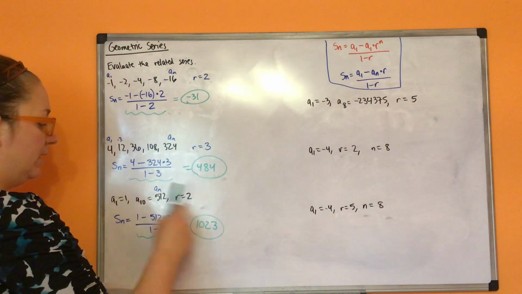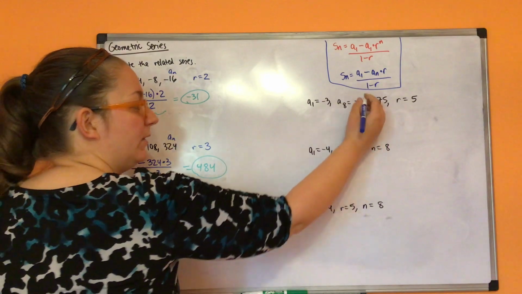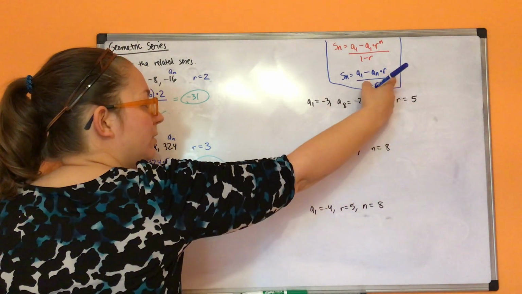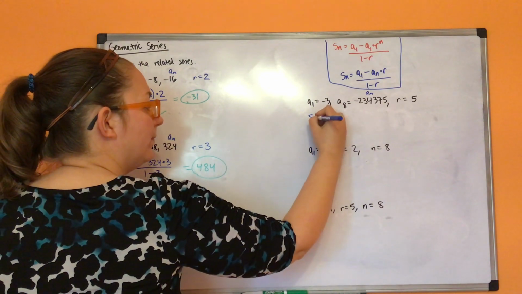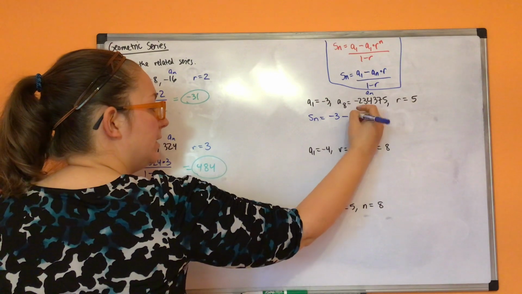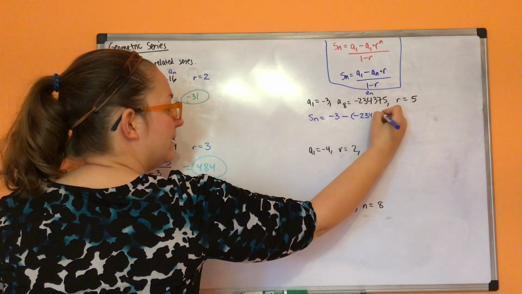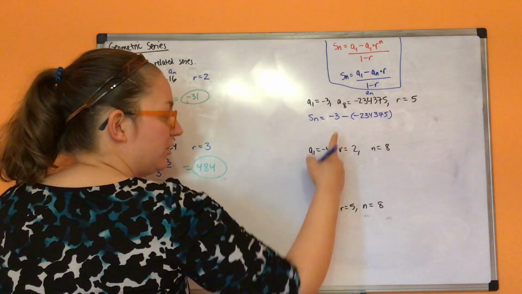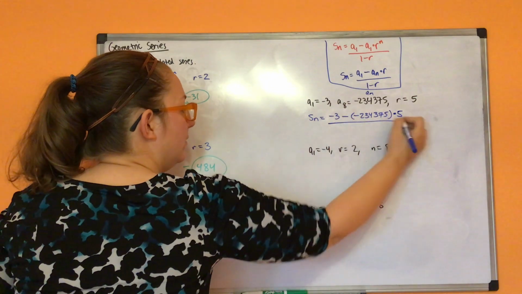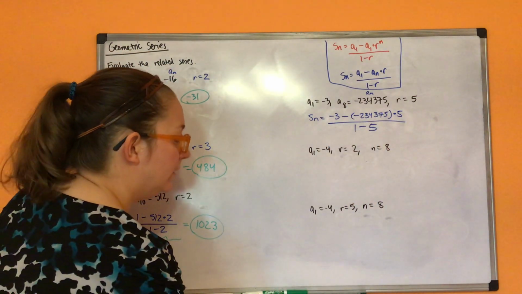Next one is the same idea. They've given us the first term. They've given us a something, so we're going to treat that something as AN. And they've given us R, so we have everything we need for the blue formula. A1 is -3 minus, since this is negative, I'm going to put a parentheses. My AN is this large number. Make sure you have the minus and the minus there. Times R, which is 5, all over 1 minus R, so 1 minus 5.